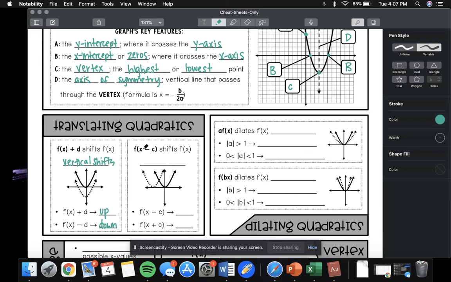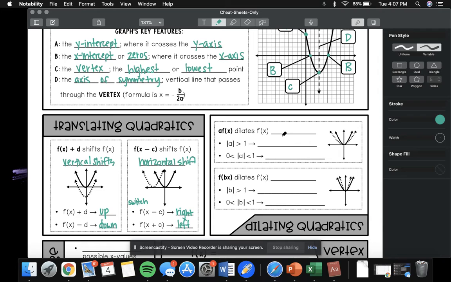Then when we have something in the parentheses, that actually shifts it left and right. So we call those horizontal shifts. And we have to switch it in our brain since it's in the parentheses. So since we see minus, but it's in the parentheses, it actually shifts it to the right. And even though we see plus, it actually shifts it to the left. All right, then we had our favorite, which were dilations.